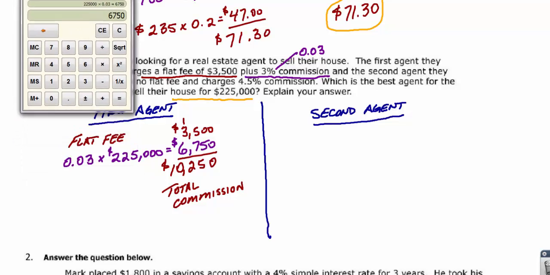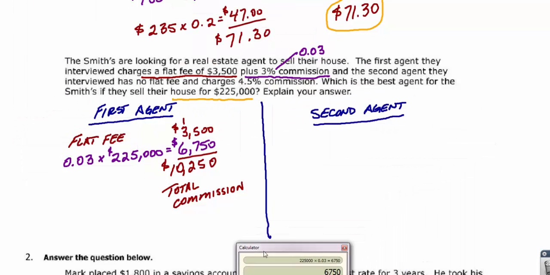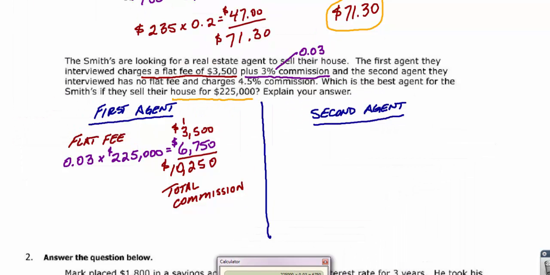All right, bring that calculator, shove it down here out of the way temporarily. For the second agent, let's look at those same facts. The second agent has no flat fee. Wow, flat fee, $0. You might be thinking we should just buy it from this guy. He doesn't charge a flat fee. It's got to be cheaper. Well, we don't know that till we actually do the whole problem.